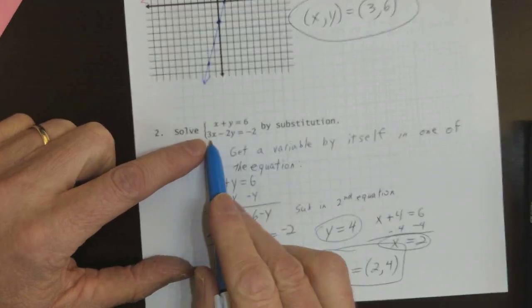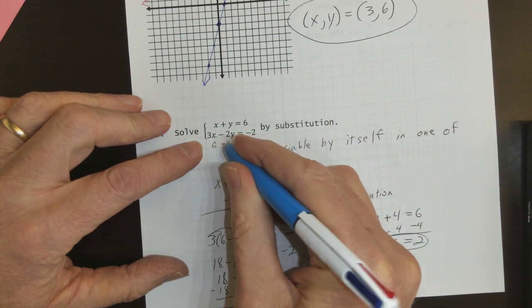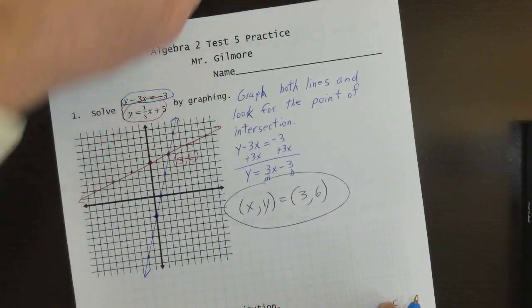2 plus 4 is 6. 3 times 2 is 6. 2 times 4 is 8. 6 minus 8 is negative 2. So this checks out. I feel good about the answer.